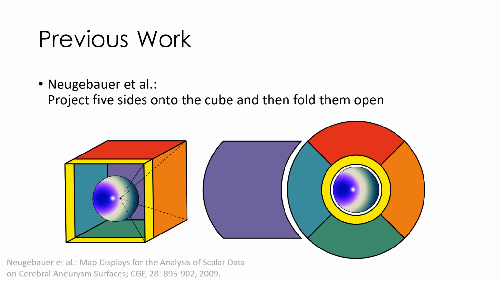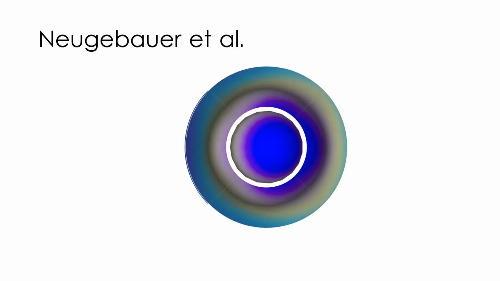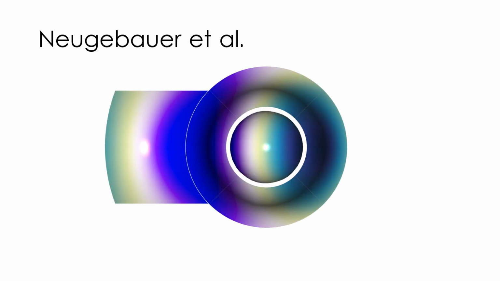Important preliminary work was presented by Neugebauer and colleagues. In this approach, the surface is projected onto 5 cube faces and then unfolded. Here we see this approach on a spherical surface where the cube faces are displayed one after the other. This also allows you to see the hidden sides.